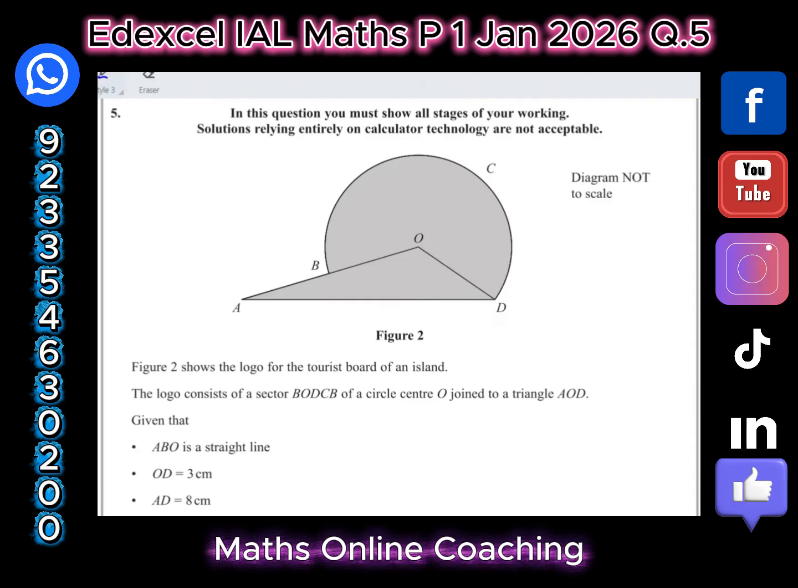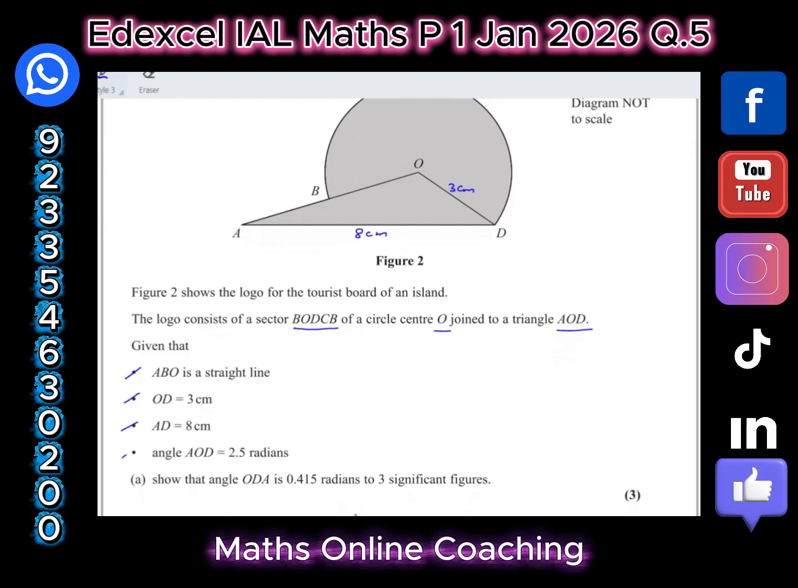The logo consists of a sector BODCD of a circle with center at O joined to a triangle AOD. The given data is ABO is a straight line. See in the figure, ABO is a straight line. OD is 3 centimeters. AD is equal to 8 centimeters. And the angle AOD is 2.5 radians.